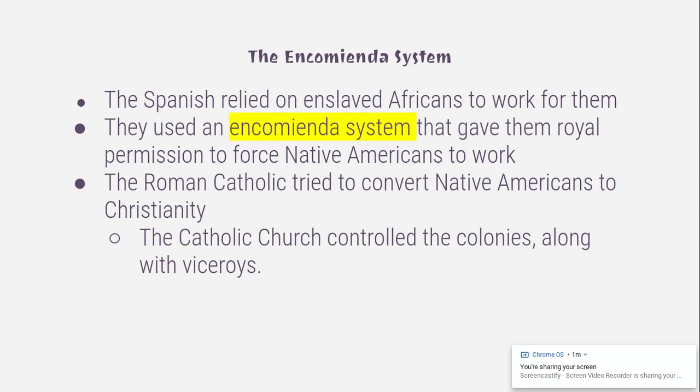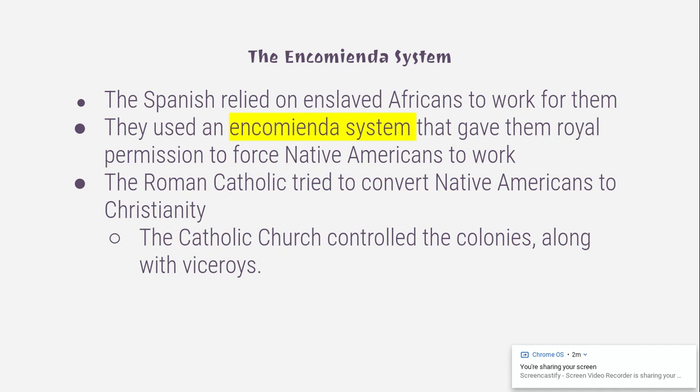The encomienda system and viceroys. The Spanish relied on enslaved Africans to work for them, and they used an encomienda system that gave them royal permission to force Native Americans to work. Native Americans were supposed to receive food and other care in return, but were treated poorly. Much of the population died of disease. The Spanish thought there was more gold than there really was, and often punished the natives for not finding gold in the mines. The Roman Catholic Church tried to convert Native Americans to Christianity.